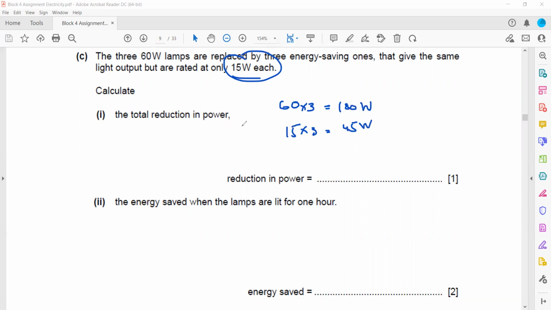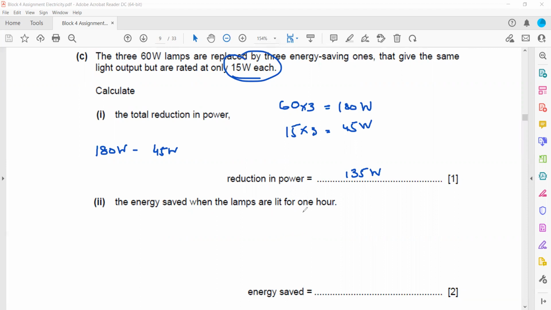So how much power has been reduced? Before, we were using 60-watt lamps with a total power of 180, but now we are using only 45. So 180 minus 45 equals 135 watts. That's the total reduction in the power.